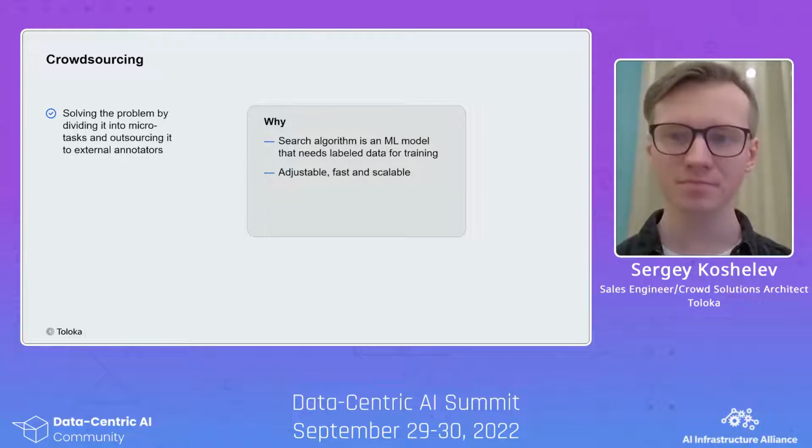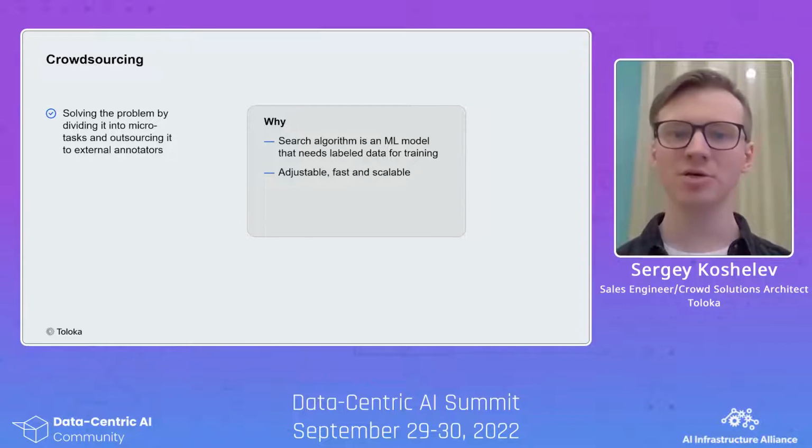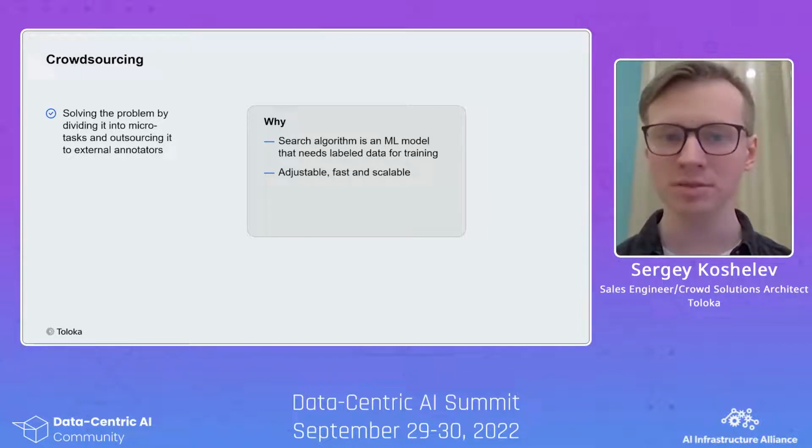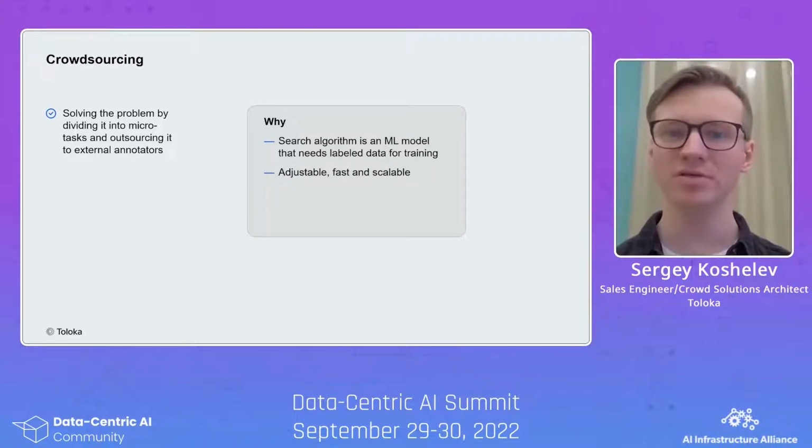So these annotators are not going to be the experts in the given task, because you are the ultimate expert in it. But your goal is to divide this problem into such simple tasks that can be solved by just using common sense and the guidelines you provide to your annotators. And why do you want to use this approach? Because the search algorithm is an ML model, and the model needs to be trained on pre-labeled data. So we want to have correct answers for the input that will be given to this model.